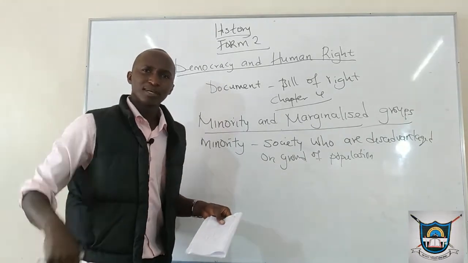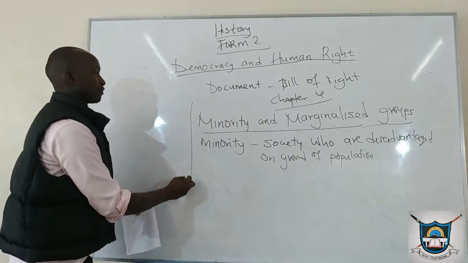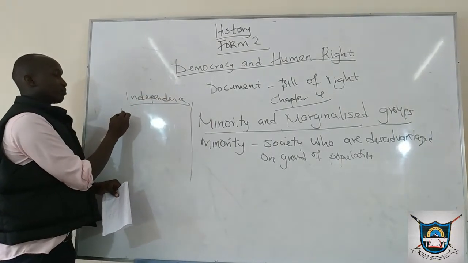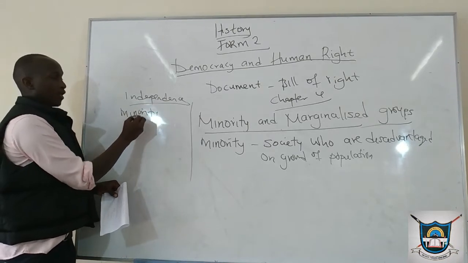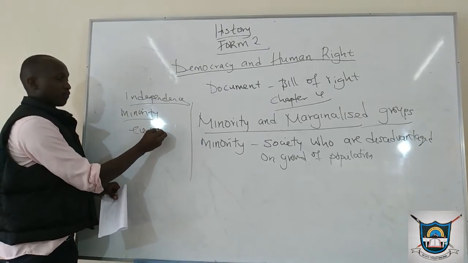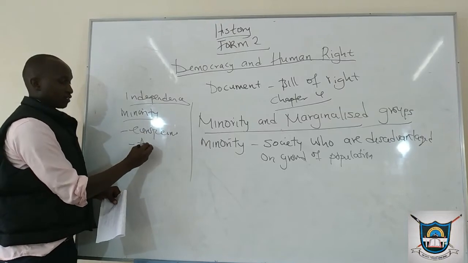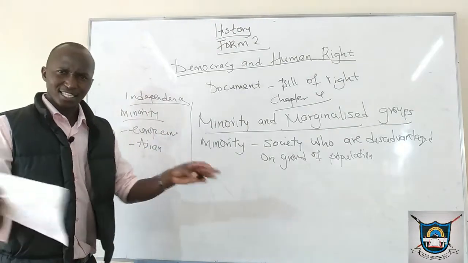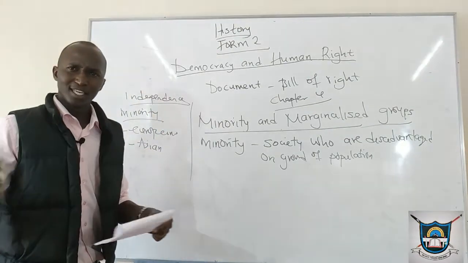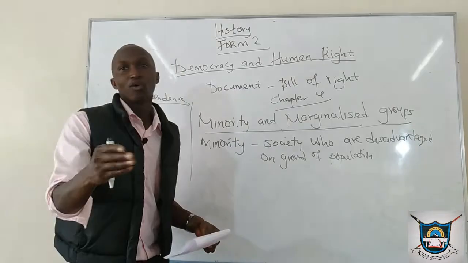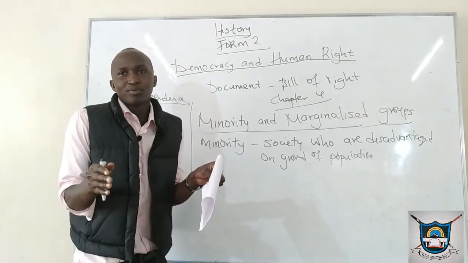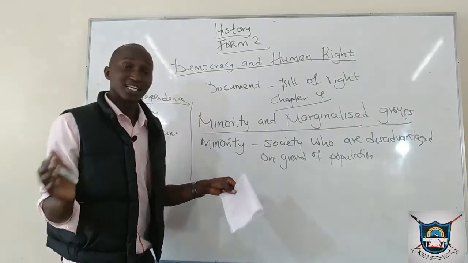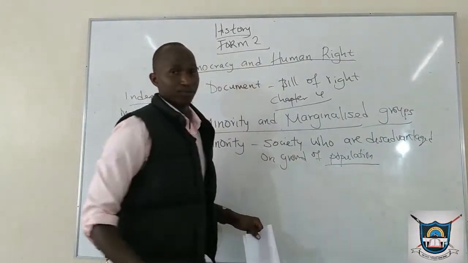We find that at independence, the minority groups in Kenya were the Europeans and the Asians. The Europeans were the colonizers, the settlers. Then the Asians, they came to build the Kenya-Uganda Railway, then they refused to go back. So they were a very small group in Kenya, a group that is disadvantaged on the ground of population.